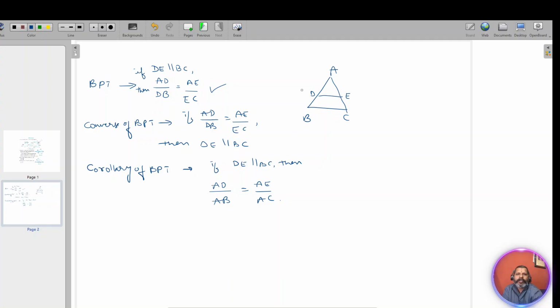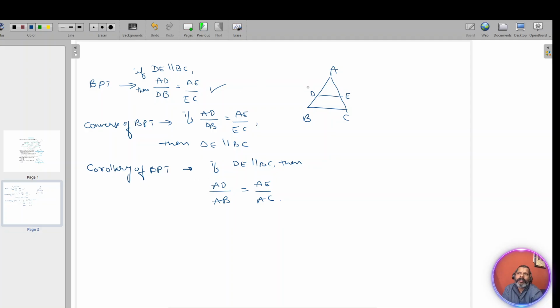Converse says if the ratios are in proportion, then DE is parallel to BC. The corollary of BPT says if DE is parallel to BC, then the new triangle formed, which is ADE, has sides proportional to the original triangle. Therefore, AD by AB equal to AE by AC. Check out BPT and corollary, you please make a point.